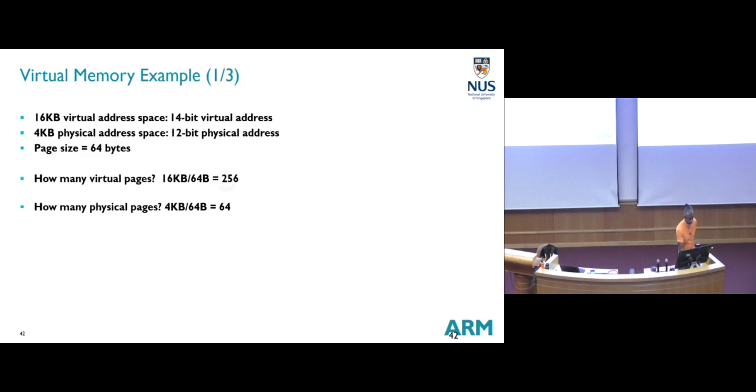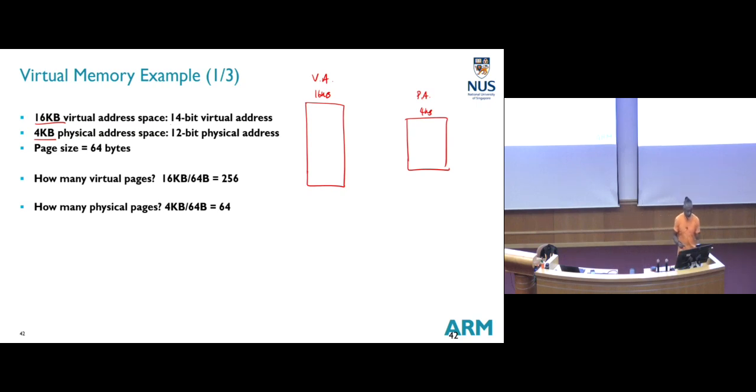Let's just say I have a 16 kilobyte virtual address space and a 4 kilobyte physical address space. So 16 kilobyte is my virtual address space, and I am mapping it to my 4 kilobyte physical address space. 16 kilobyte is 14-bit.